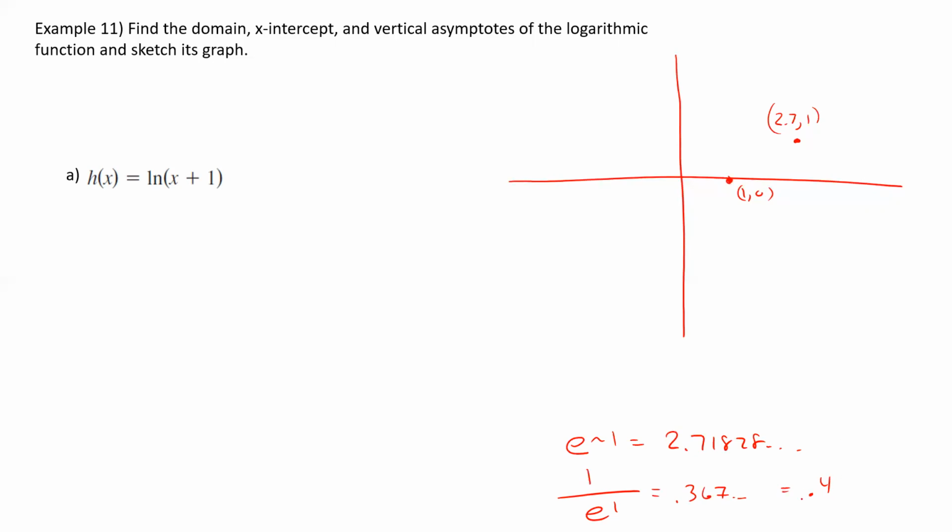So our 3 dots that we were concerned about are 1, 0; 2.7, comma 1; and 0.4, comma negative 1. There are your 3, we call them critical points for this graph. And remember, the ln function goes like this, turns and goes like that, and then we have a vertical asymptote that comes down like this. There's my original graph. That's the one we should have memorized, and these 3 points memorized.